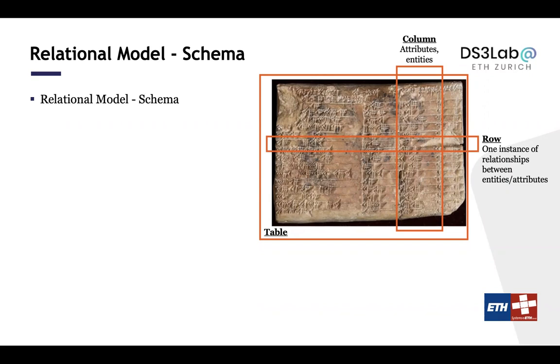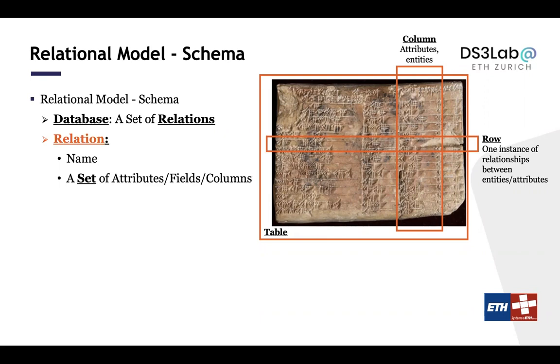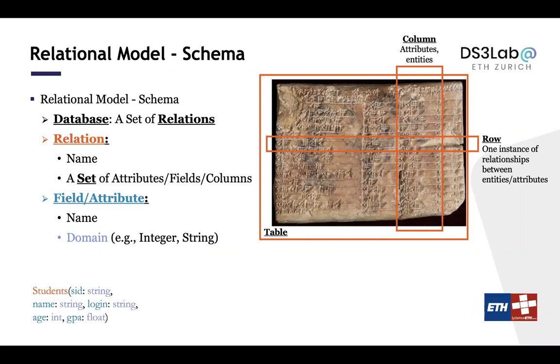So there's a schema in the relational model, right? A database schema is a set of relations, right? And each relation has a name, has a set of attributes or fields or columns, however you want to call it. And each attribute has a name and has a domain. And domain is kind of the set of values that you can take in that attribute. For example, you can have integer domain, you have string domain, right?